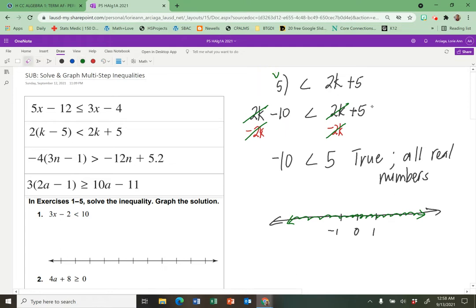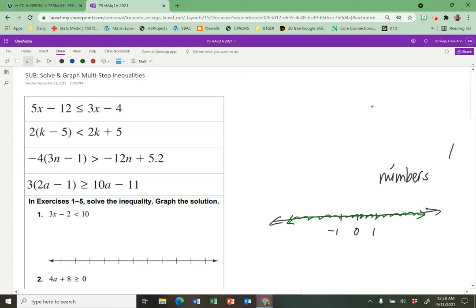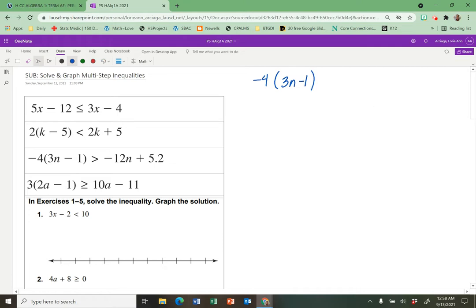So since we've seen something like that in solving equations, maybe you're wondering right now, well, miss, what if they don't get any solution? How does the graph look like? And how does the inequality look like? So that's what I'm going to show next. You have -4 (3n take away 1) is greater than -12n plus 5.2.